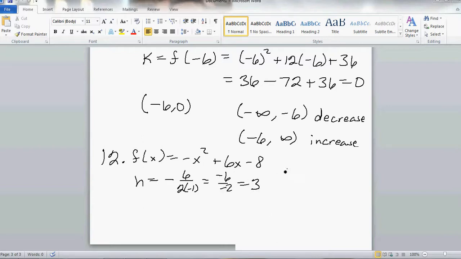So we know something happens between negative infinity up until 3, and then at 3 all the way to infinity it does the other thing. Well, this negative means the parabola opens downward, which means it looks something like this. So we're going to increase up to a point, and then we start decreasing. We are increasing here and decreasing there.